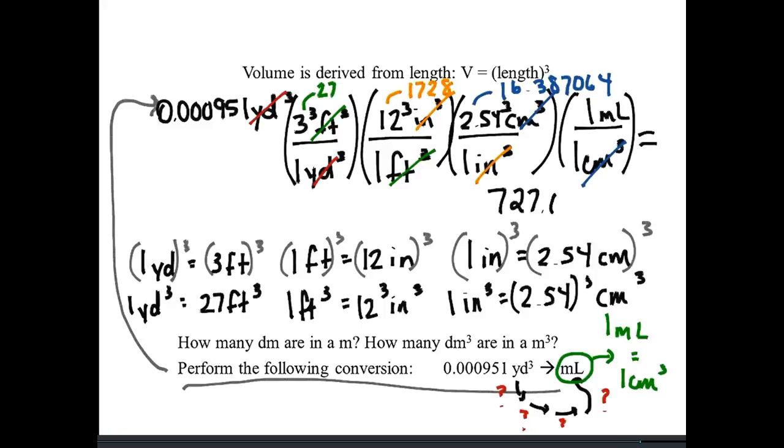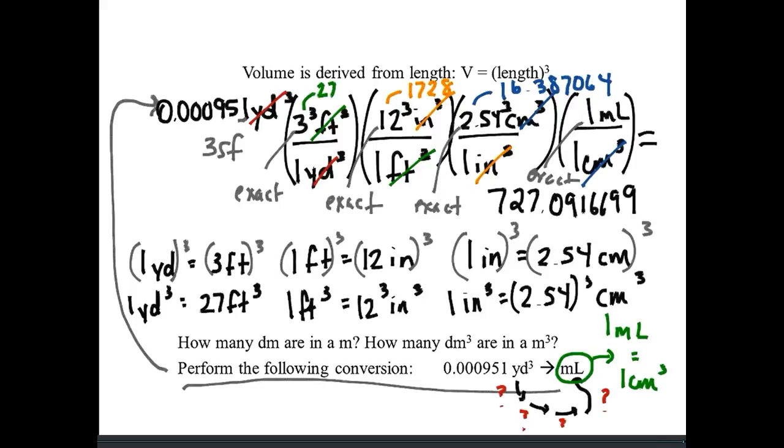And then the final answer here is 727.091669, which of course has way too many significant digits. So we'll have to deal with that. So the number that we're given has 3 significant digits. The number 3 feet in 1 yard is an exact number. The 12 inches in 1 foot is an exact number, and the 2.54 number is an exact number.